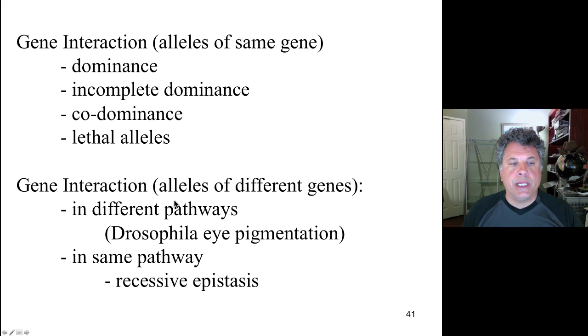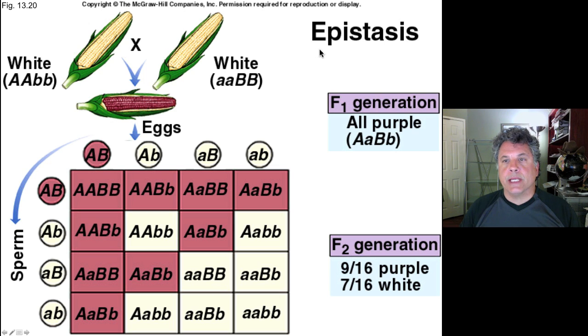Now let's turn to gene interaction, looking at alleles of different genes. And we're actually going to take a look at the interaction of genes in the same biochemical pathway. We're going to look at recessive epistasis. So let's consider that now and consider how that, again, is an apparent but not real exception to Mendelian laws. So here's an example of epistasis.